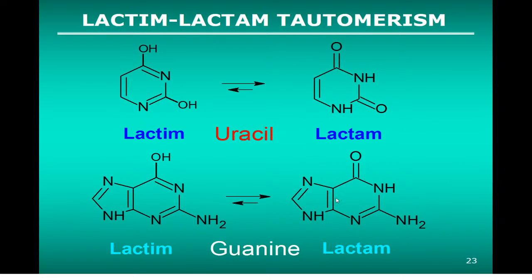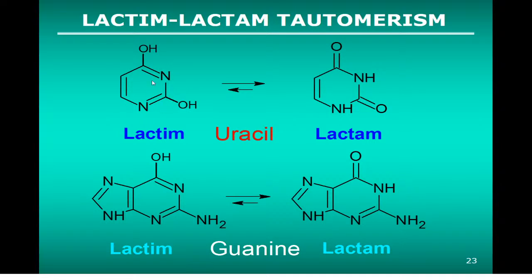So lactam tautomerism. I want to remind you that tautomerism is a kind of isomerism where both isomers, structural isomers, are in equilibrium with each other. In our body, this equilibrium between these two forms shifts to the lactam form. Both are uracil. So what is the lactam form of uracil? It's 2,4.